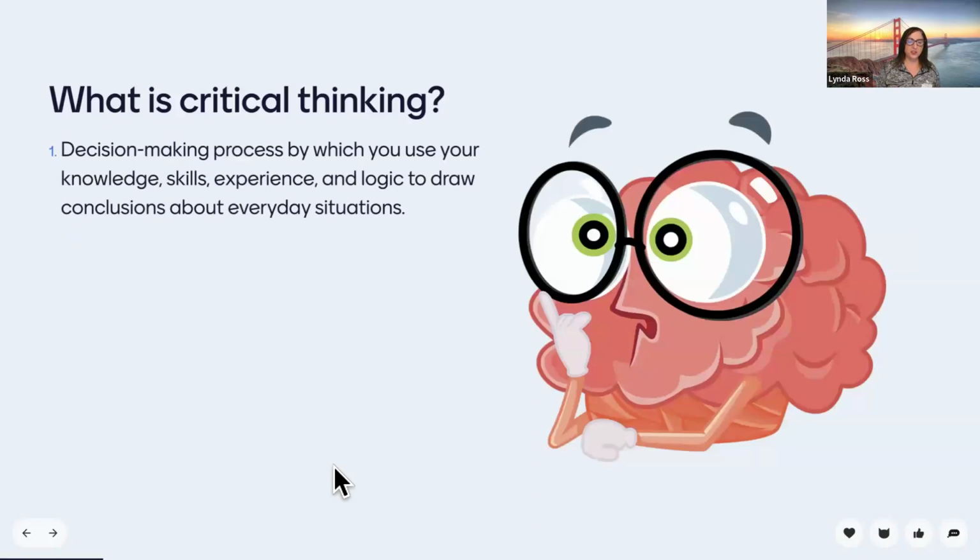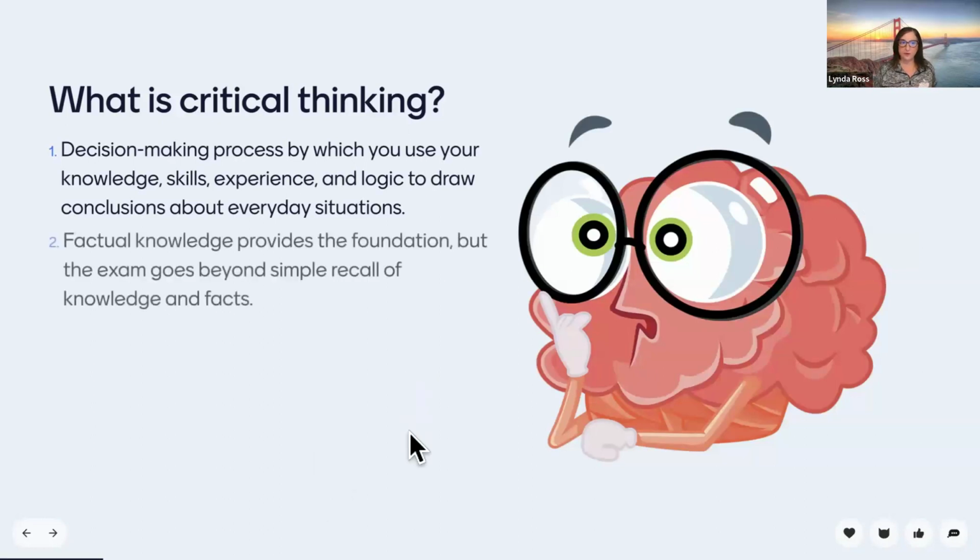So what is critical thinking? It's really decision-making processes where you use your knowledge, your skills, your experience, your logic to be able to draw those conclusions about everyday situations that you encounter. That factual knowledge, again, is going to provide that foundation. You really need to have a strong foundation, right? You can't build a house with Swiss cheese with holes in it, right?